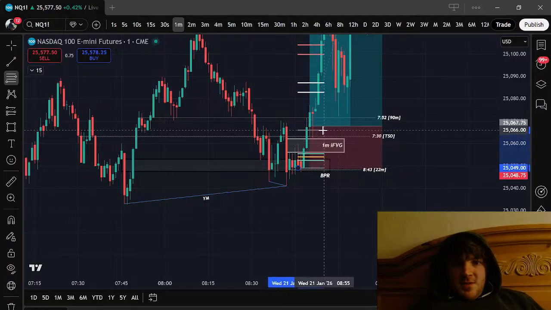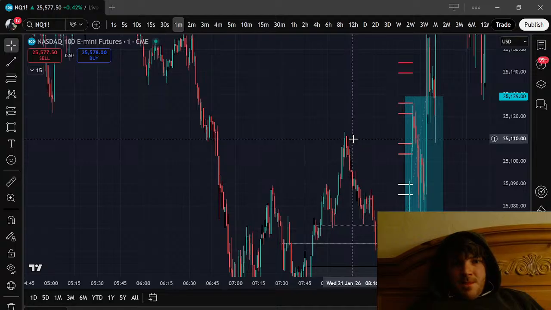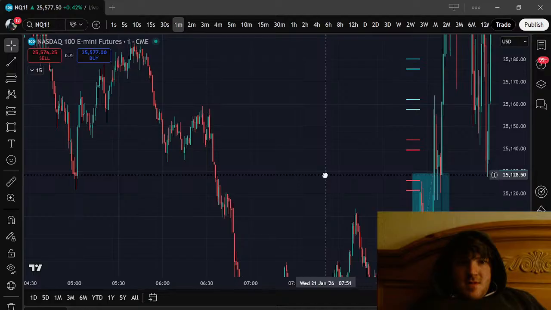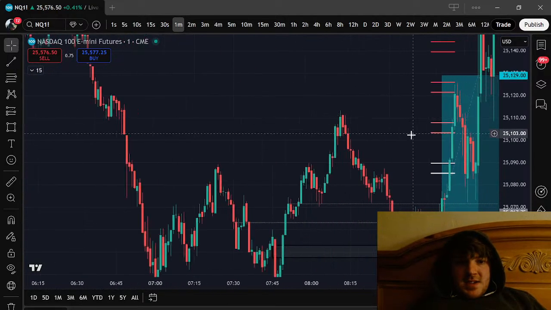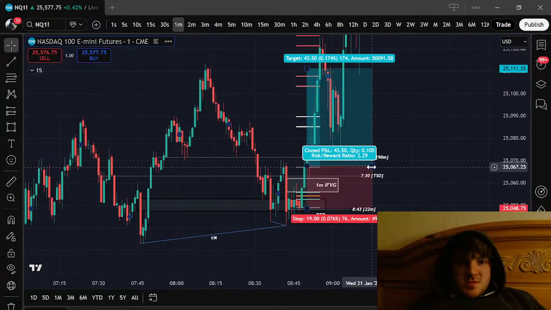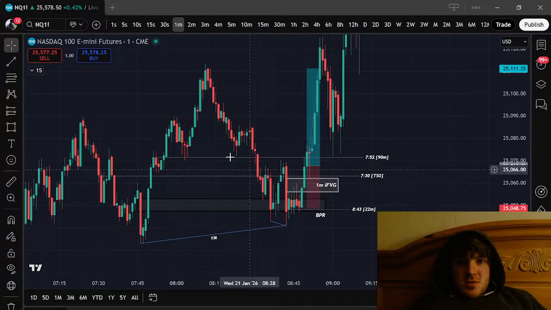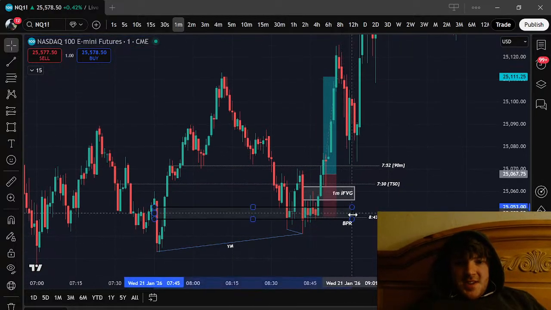And I'll take this up 4 projections. 3 is actually better here. Yeah, actually, I take that back. I would just take it up to this high. This is such a clean trade.